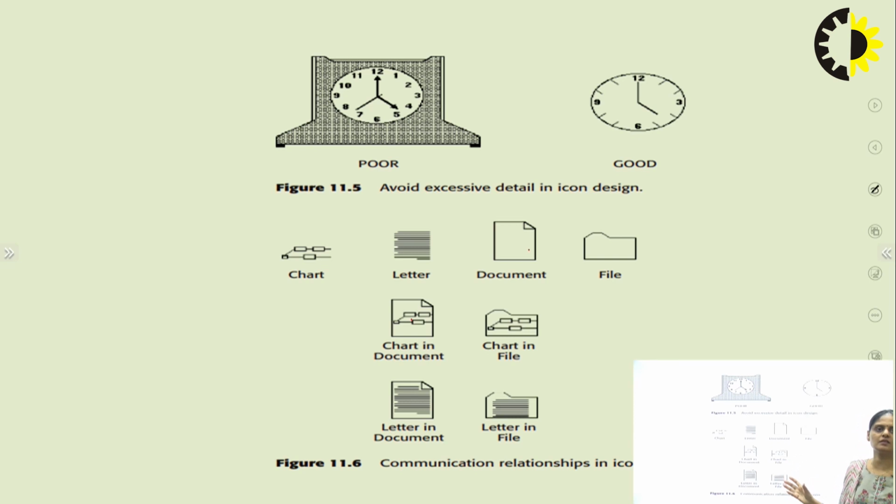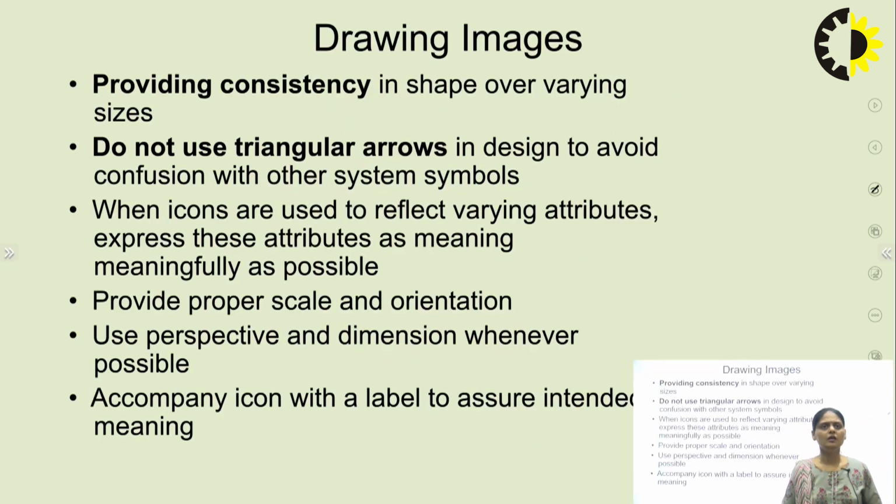Inside that there is a chart. So it is easily giving us the idea of which kind of icon it is. This is a letter in a document, a letter in a file. So all these things are there. Drawing images, providing consistency in shapes over varying sizes. Do not use triangular arrows in design to avoid confusion.